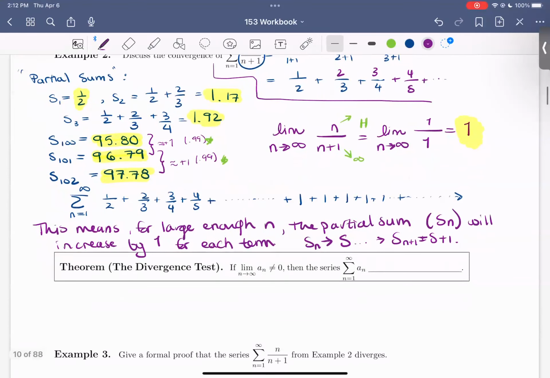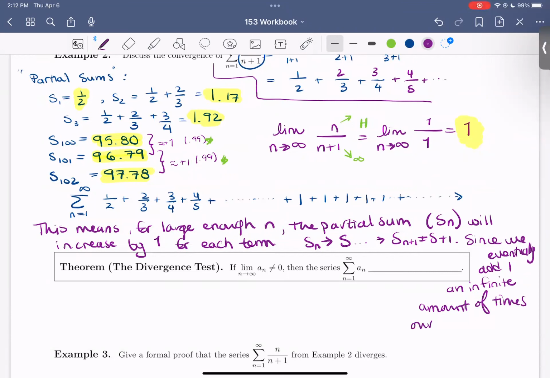So maybe to say a little bit more, since we eventually add 1 an infinite amount of times, our series will also reach infinity or blow up. In other words, diverge. Okay, that kind of got smushed in the end there.